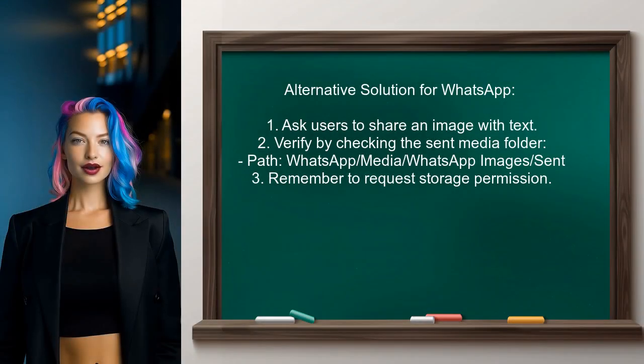One alternative approach for rewarding users after sharing on WhatsApp involves asking them to share an image along with text. Since there is no direct callback from WhatsApp, you can verify the share by checking the Sent Media folder. However, keep in mind that you'll need to request storage permission to access this folder.